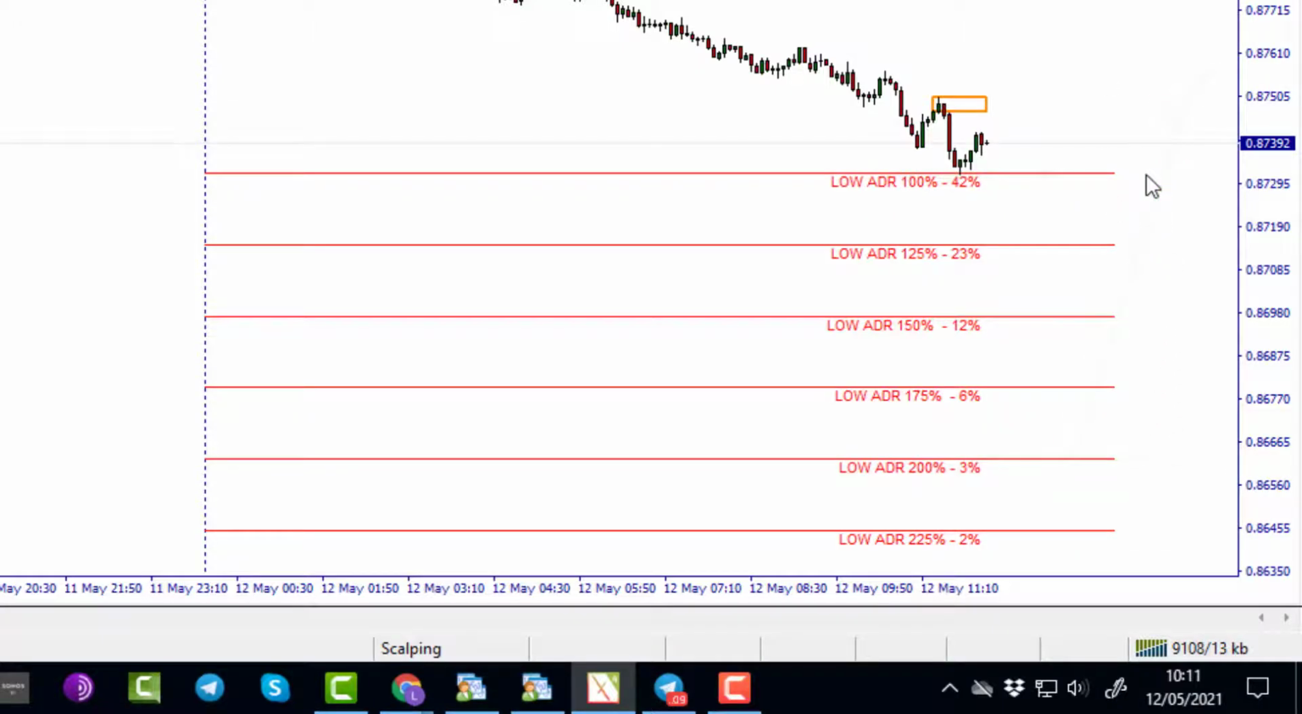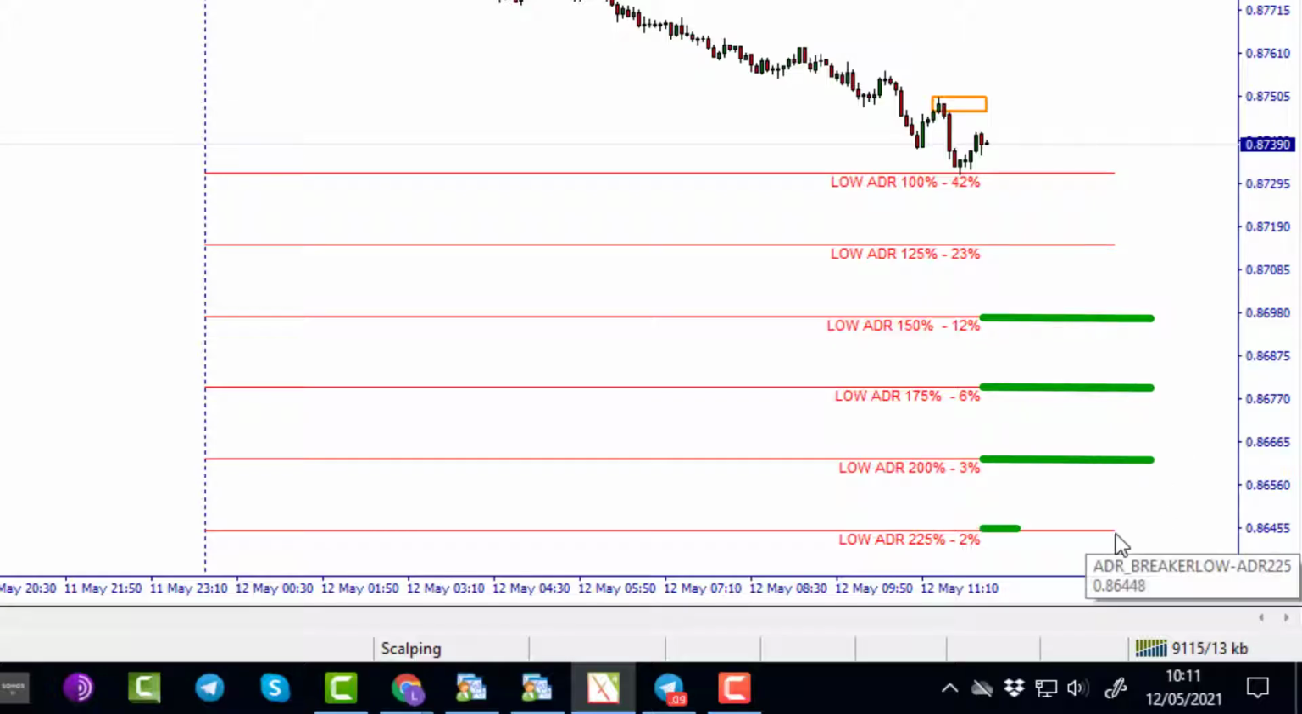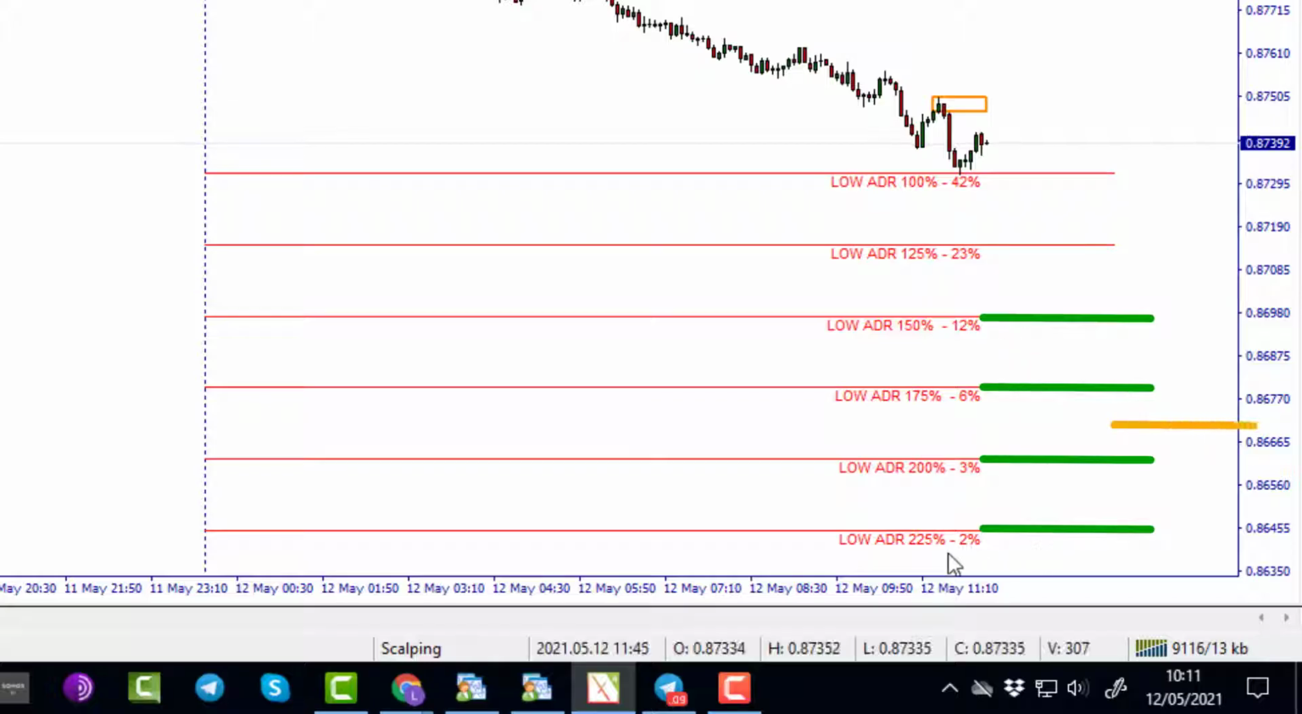Or you could say that I just want to take my first entry at 150% of ADR, and then I'm going to scale in at 175, 200 and 225 and have 4 positions, because I know that by the time we get to 225 ADR, if price gets there, there's a very tiny chance of it exceeding there.